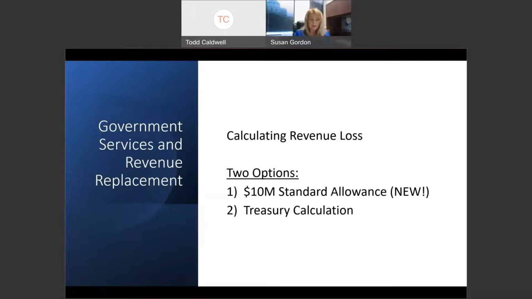But back to that mechanism on the standard allowance, once you select that standard allowance, then that's fixed for the life of the program. You can't go back and forth on that between the selection of the standard allowance and the calculation. For a lot of you, most of you actually, the $10 million will be the majority, if not all, of the award, and you can spend all of that up to $10 million on government services.